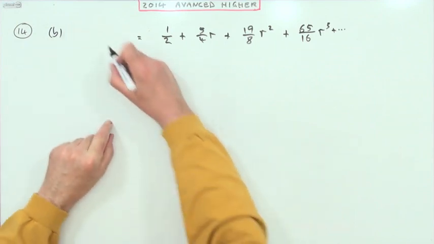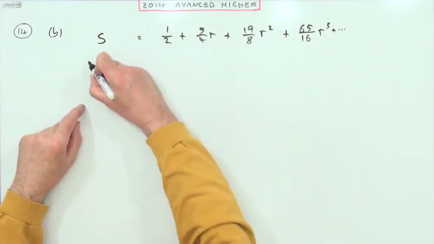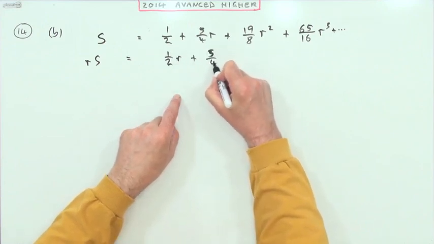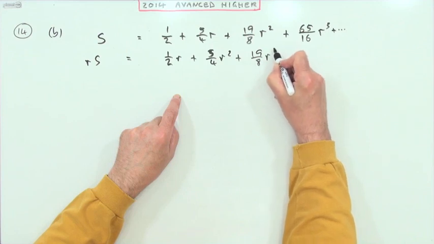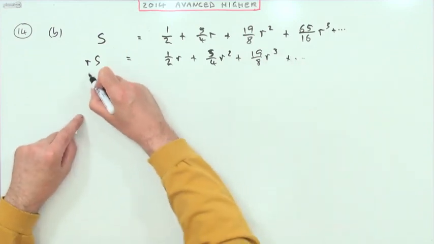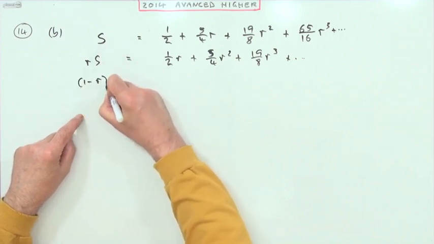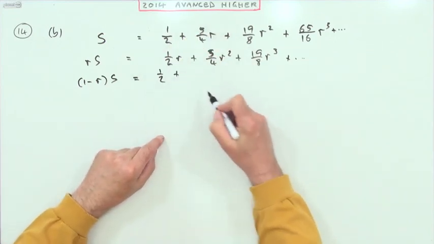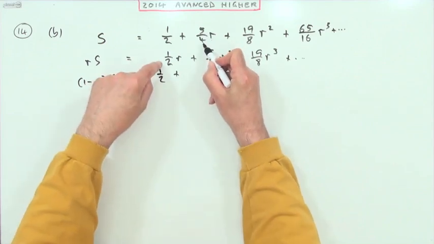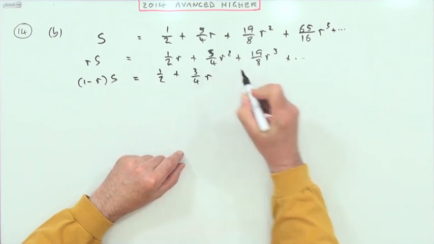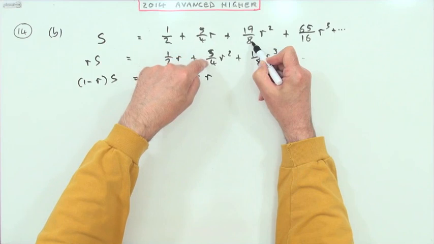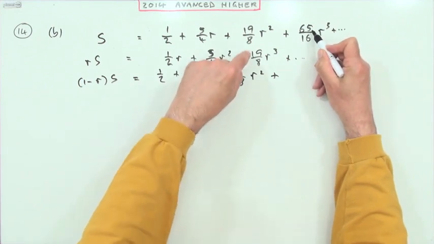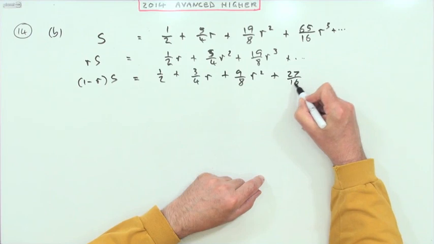If I just take this, which was the sum, and call that S, and multiply that by r, so I've got r times the sum, I would have a half r plus 5 upon 4 r squared, plus 19 over 8 r cubed. And if I then do the top take away the bottom, 1 minus r times S, I would have a half plus 5 upon 4 take away a half would be take away 2, which is 3 upon 4 r, r squared. 19 upon 8 take away 10 upon 8, that becomes 9 upon 8 r squared. It's getting a bit trickier. 65 take away 38 is 27 upon 16 r cubed.